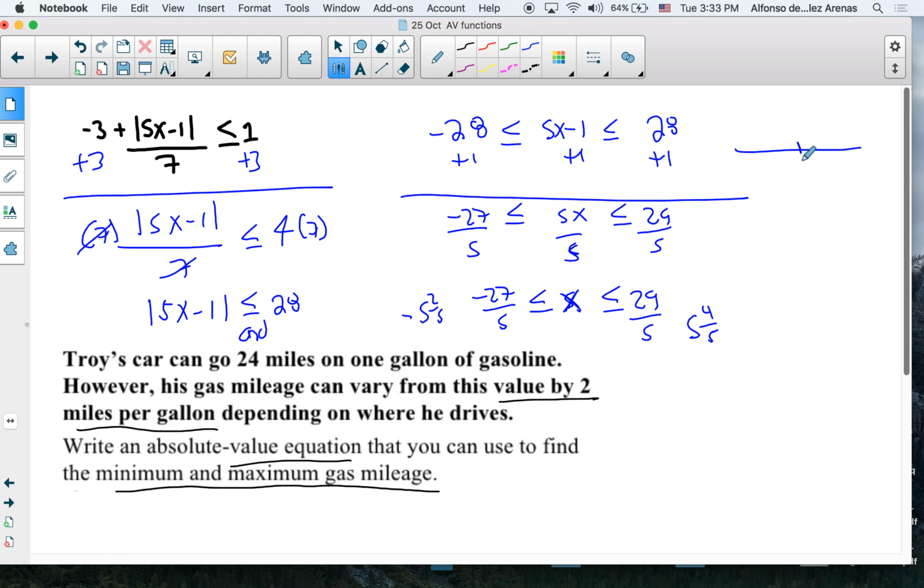So if we want to graph this, and here is 0, so this is quite farther. This would be 29 over 5, and quite closer here, negative 27 over 5. Both are closed dots, and these are between. So the answer is negative 27 over 5 square bracket to 29 over 5.